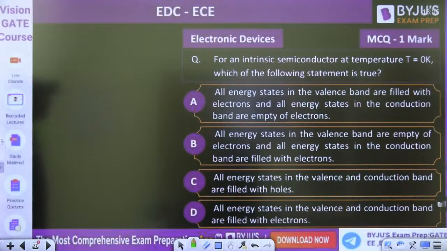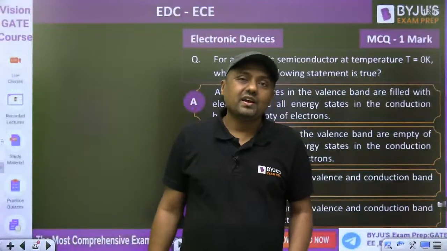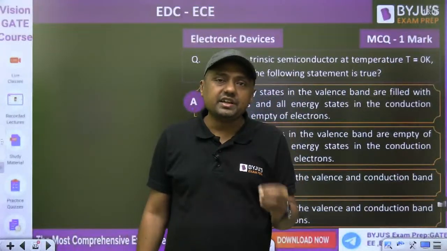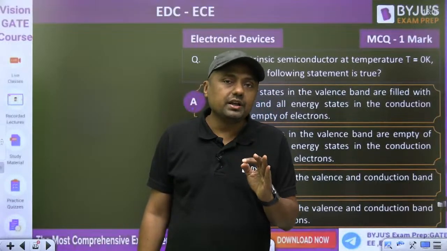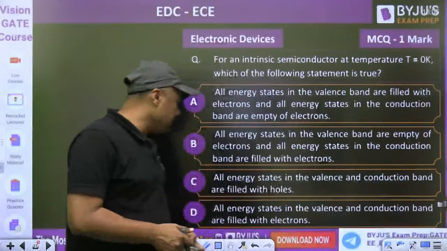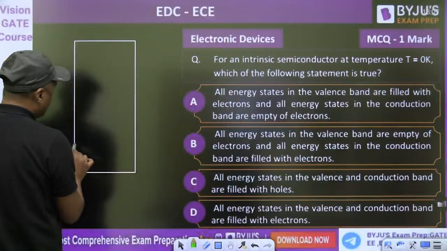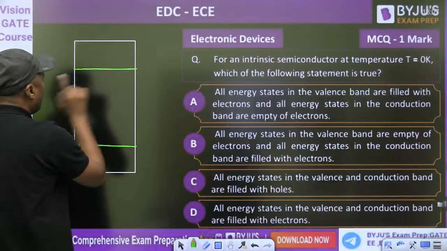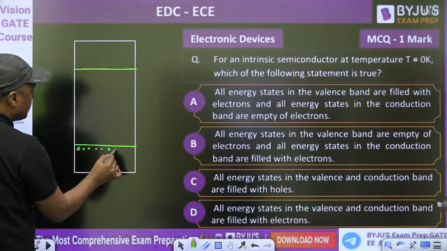Second, for an intrinsic semiconductor at temperature 0 degree Kelvin, which of the following statements is true? Any semiconductor, whether it is intrinsic or extrinsic, exactly at 0 degree Kelvin, which means minus 273 degrees centigrade, will act as an insulator. Insulator means there is no free electron in the conduction band, and no holes in the valence band. All the electrons will be in the valence band only.